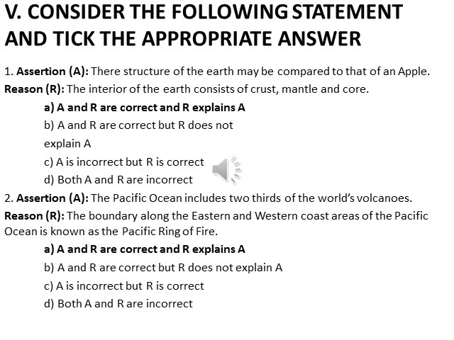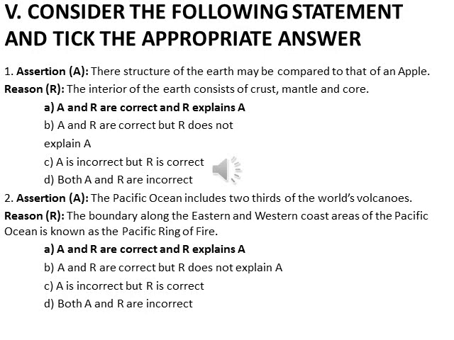Then the fifth barometer: consider the following statements and tick the appropriate answer. Assertion and reason. First, the structure of the earth may be compared to that of an apple. Reason: the interior of the earth consists of crust, mantle, core. We compare the earth with an apple because the shape of the apple is equal to the shape of the earth. So option A is correct: A and R are correct and R explains A.